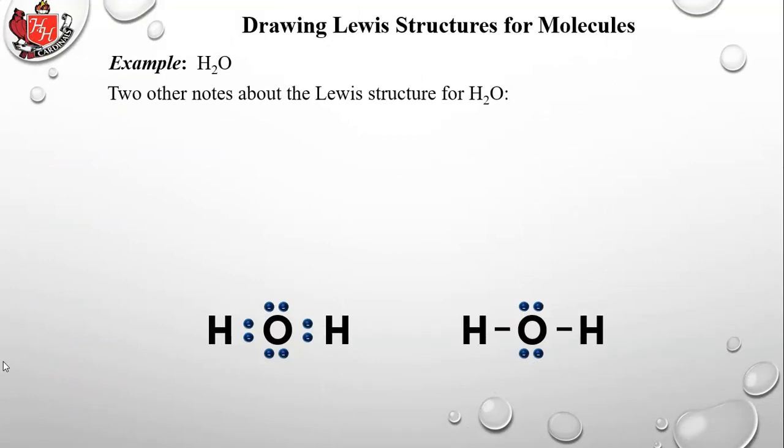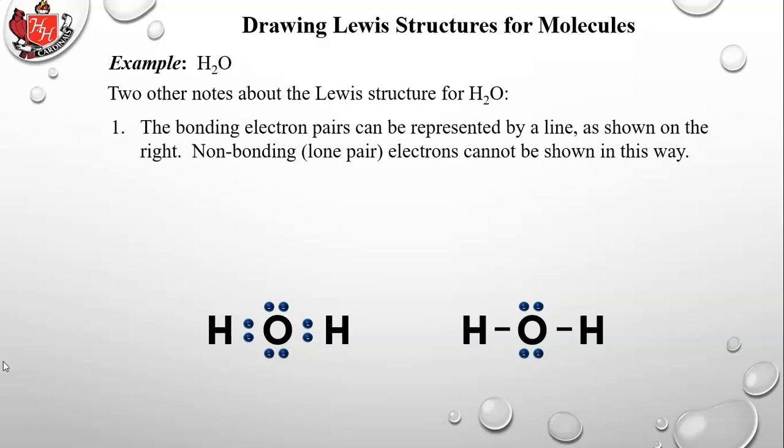Two other notes about the Lewis structure for water. 1, the bonding electron pairs can be represented by a line as shown on the right. So you see that line between the oxygen and each of the hydrogens. That one line represents 2 electrons. Non-bonding lone pair electrons cannot be shown in this way. In fact, usually when you use this stick figure structure, you don't show the lone pairs. You would just show the bonding pairs, but in this case I showed both.